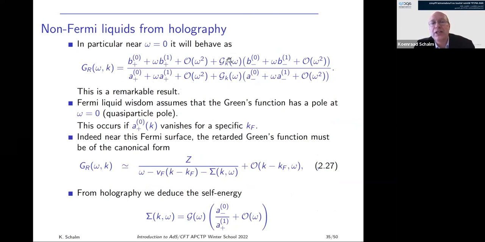Now remember this GK. I didn't put it on this slide, but it's just the power in omega with some power 2 nu k, right? So when you expand around omega 0, you must keep this term, but you can expand the remaining coefficients in frequency. And this is a remarkable result.